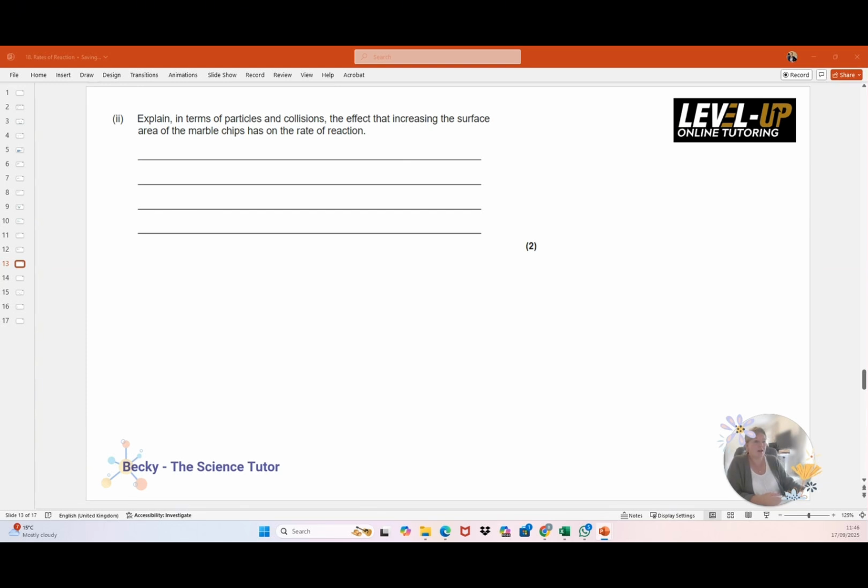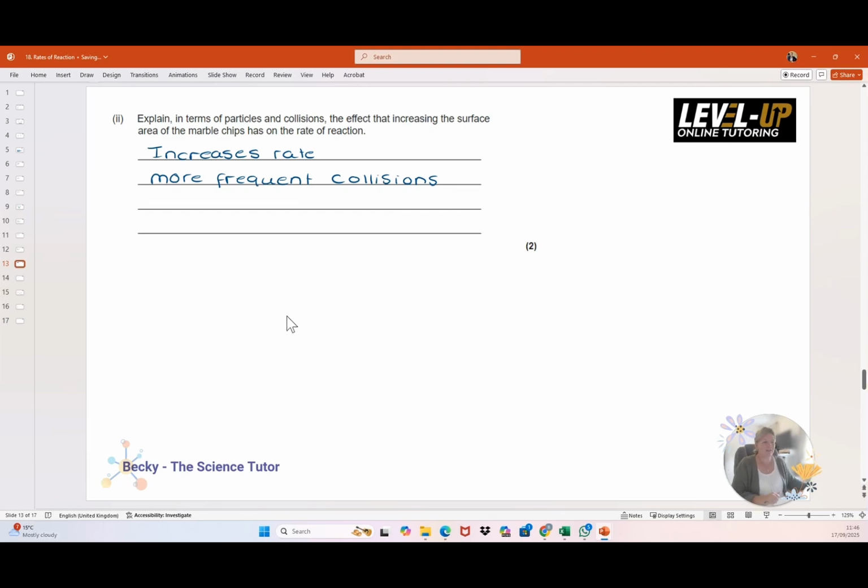So what does it do? Well, we're going to get an increased rate. So something about it increases the rate. Yeah, and why? Because it says explain. Well, because we've got more frequent collisions. That's nice and straightforward for that one.